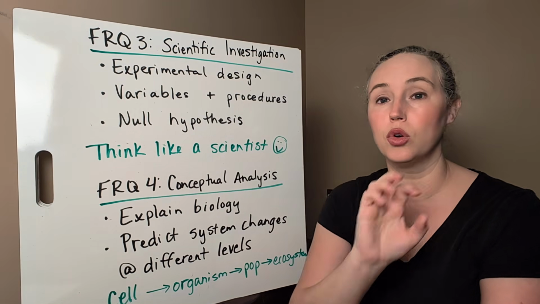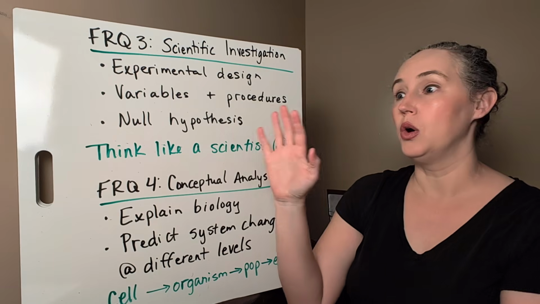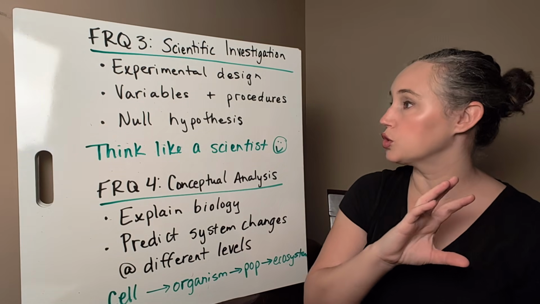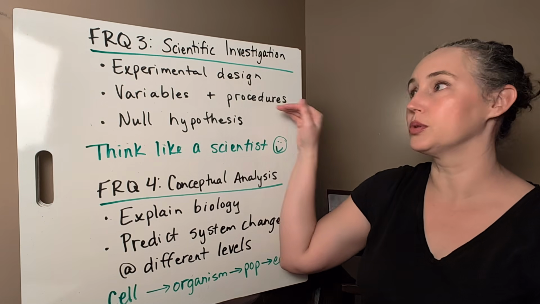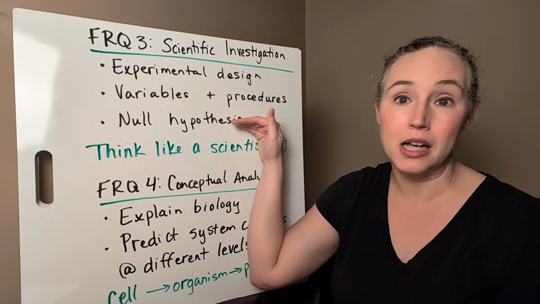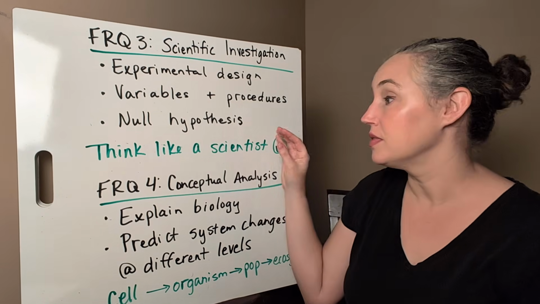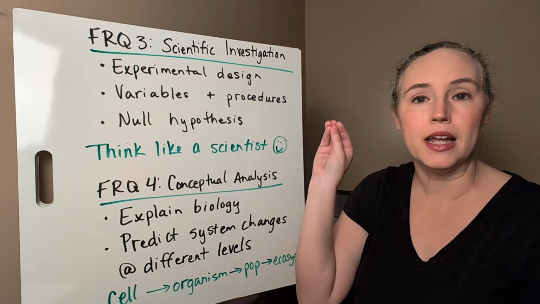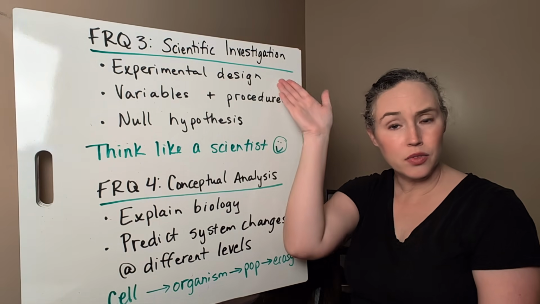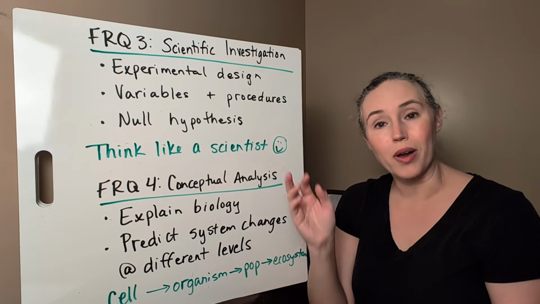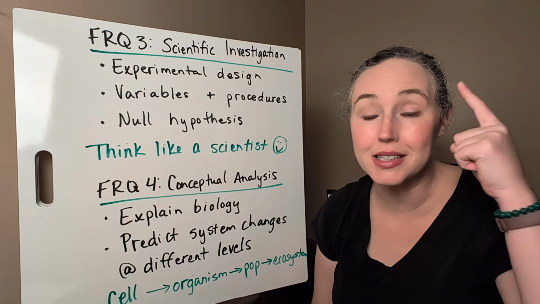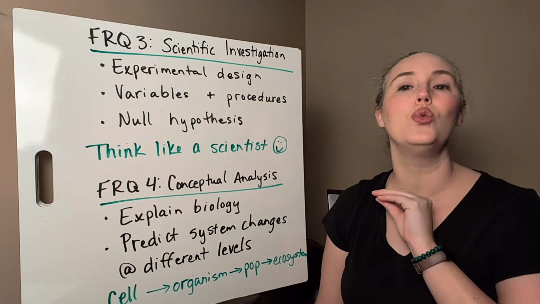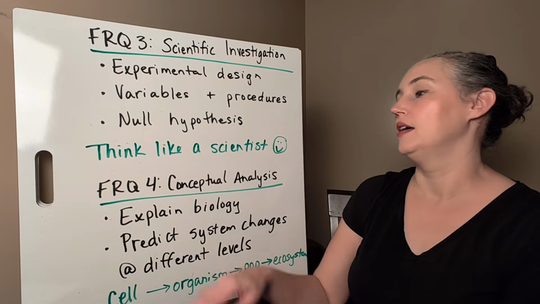So what's my control group? What's the experimental group? What are the dependent and the independent variables? What do I need to do to control, right? So your variables and procedures, and it may ask you to state a null hypothesis. The main goal, again, it could be a scientific investigation you've never heard of before, but if you think like a scientist and think back to your scientific methods, you will be fine.